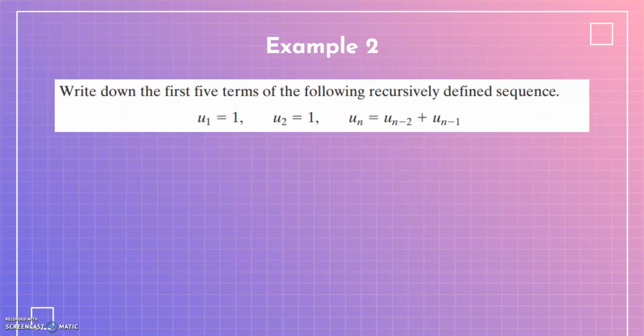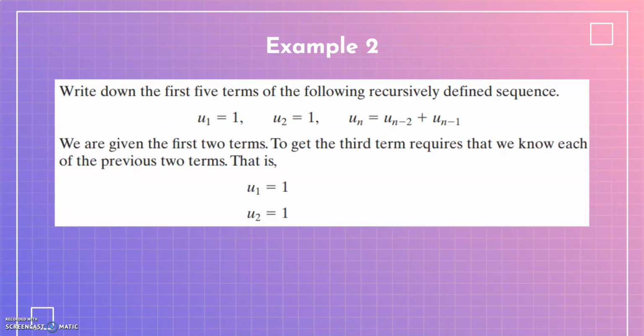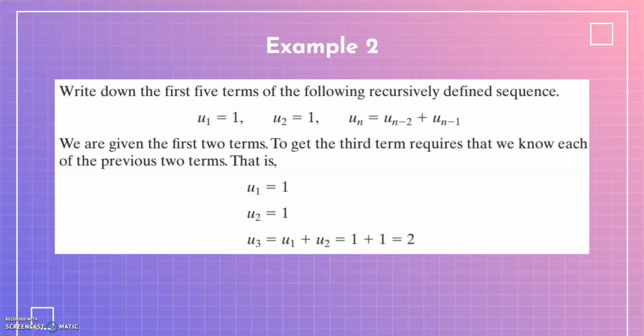In example 2, we are told to find the first 5 terms of this recursively defined sequence. We are given u sub 1 and u sub 2, so we can immediately indicate those for the first 2 terms. For the third term, u sub 3, we can plug in u sub 1 and u sub 2 into the function. Using this sequence, we can see that u sub 3 minus 2 would just be u sub 1, which is 1. u sub 3 minus 1 would just be u sub 2, which is 1. Therefore, we get 1 plus 1, which equals 2.